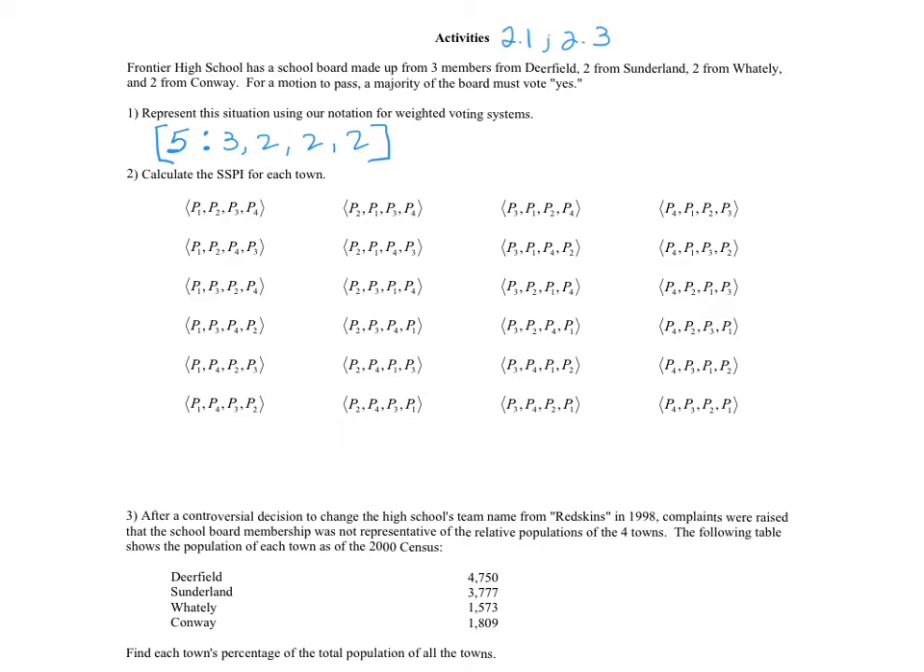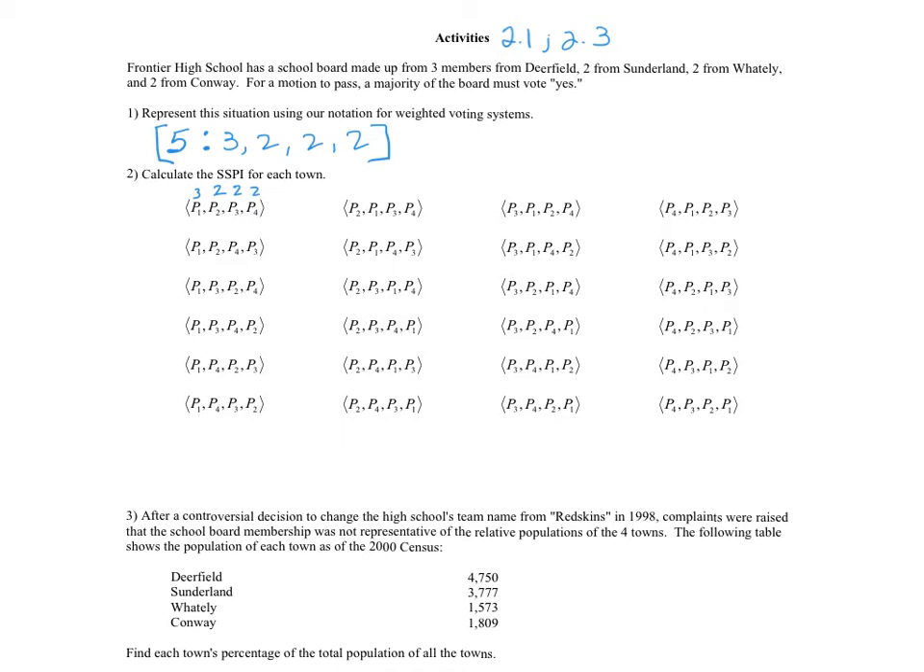We're going to calculate the SSPI, which is the Shapley-Shubik Power Index. I've given you all of the possible ordered coalitions for a 4-player situation. So we go from left to right and add up votes until we hit or exceed the quota. So player 1 has 3, and players 2, 3, and 4 have 2 each.